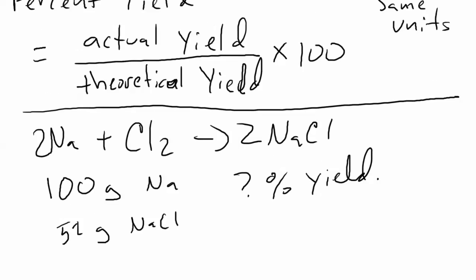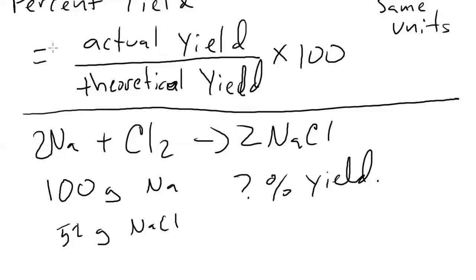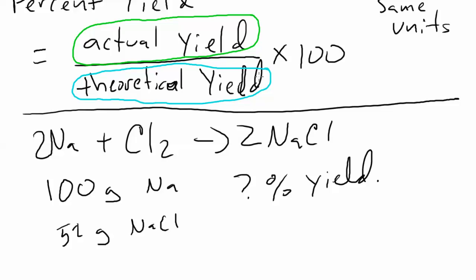All right, so what do we need? We need two things. We need the actual yield, which I will circle in green, and we need the theoretical yield, which I will circle in blue. So what does our problem give us? It gives us one of those two yields. The product is sodium chloride, and our problem says how much is made. So we said 52 grams of sodium chloride. That is our actual yield, because that's what the problem says was actually made.